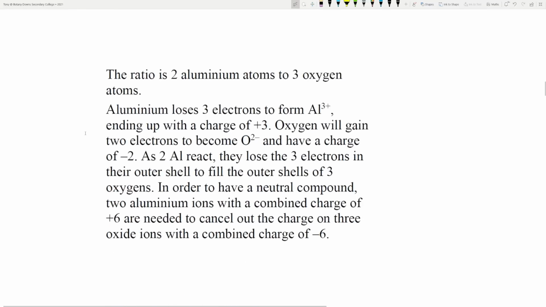So if you look at the answer here, the ratio is 2 to 3. And you may go, how do you know that? You can just look at the formula Al2O3. So it's 2 aluminium per 3 oxygen. Okay, so this is the part: aluminium will lose 3 electrons, oxygen will gain 2 electrons. So what that means is that you need to have 2 aluminium that loses 6. So they lose 6 altogether, and then you need 3 oxygen to pick them up, which is the 6 electrons.